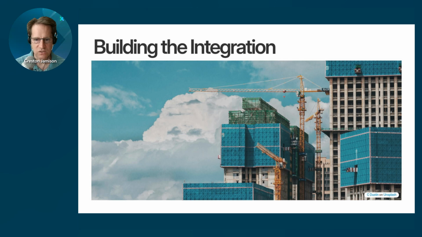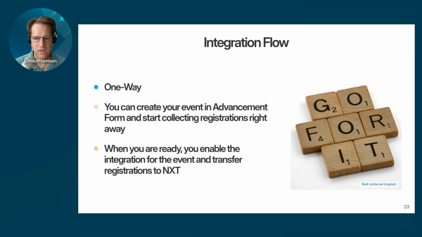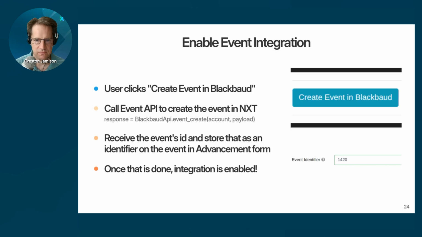Now let's move forward with actually building the integration that we discussed. The integration flow, as we talked about earlier, was going to be one way from advancement form to NXT. What this means is that you can create your event in advancement form and start collecting registrations right away. When you're ready, you can enable the integration for the event and start transferring registrations to NXT. We've chosen to link each event from advancement form to NXT, so we are not automatically creating every event that's created in advancement form in NXT. That could be an option, but right now it's a separate step to actually link the two events together.